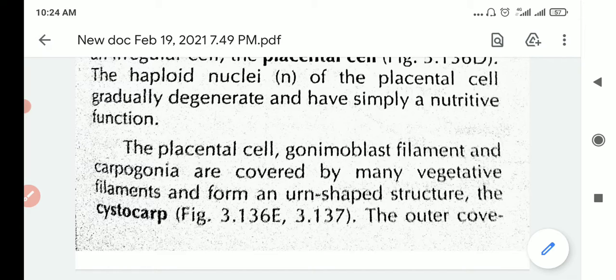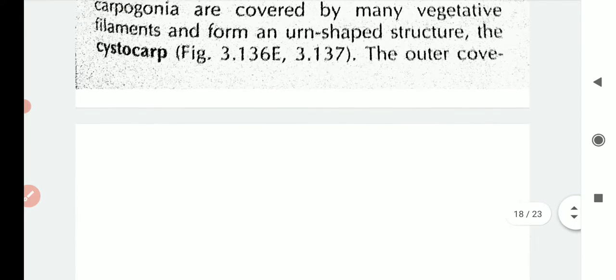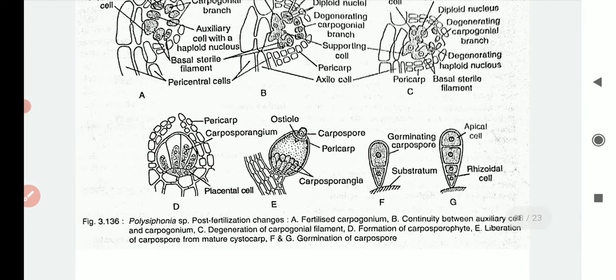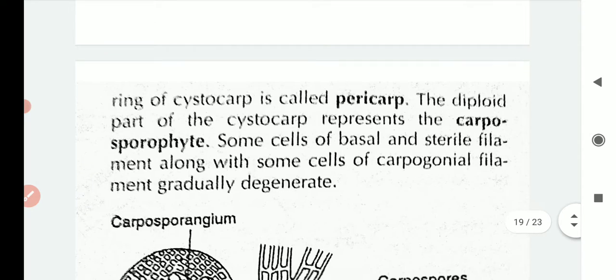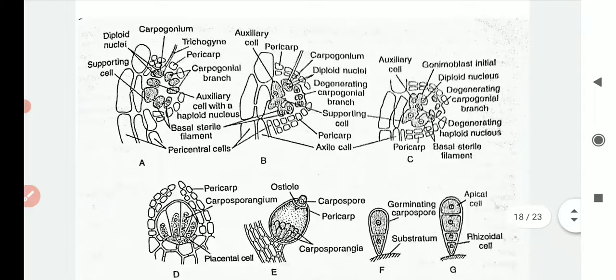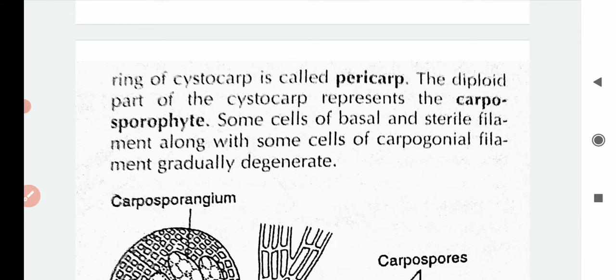So the placental cell, the filaments and carpogonia, they are covered by many vegetative filaments, and they will form an urn shape known as the cystocarp. Okay, so they are covered by so many filaments, right? Remember, sterile filament, lateral filament, all those, they will form that urn shape. The outer covering of cystocarp is called the pericarp. Okay, I have already told this. Then the diploid part of the cystocarp represents the carposporophyte.